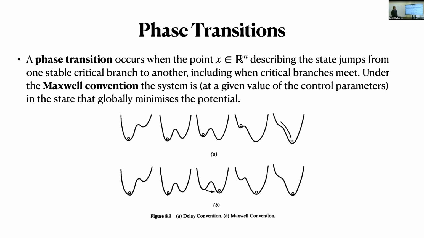Okay. So in this framework, a phase transition occurs when the point which describes the state of the system jumps from one stable critical branch to another. Remember, the system is going to be at a local minimum of the potential for any given value of the control parameter. Branch just refers to this family of critical points as a function of C. It's stable if all the eigenvalues are positive, right? So it's always a local minimum throughout its entire lifetime. And that includes when critical branches meet or disappear.